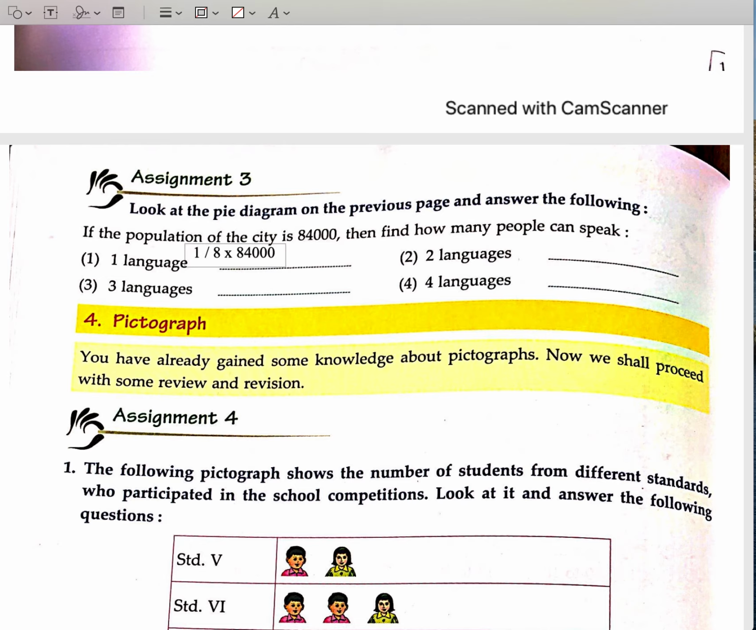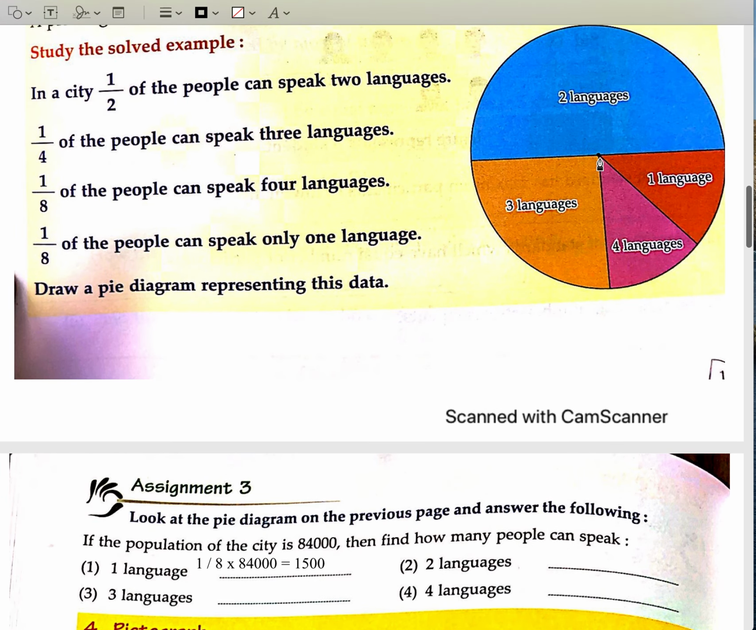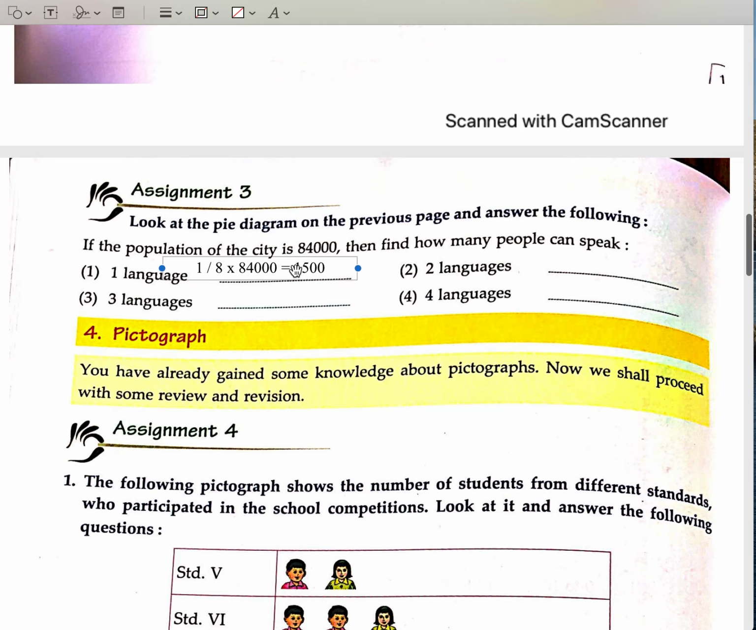So now it's basically 84000 divided by 8. So that is equal to 84 divided by 8, which gives 10500. Now 10500 people only speak 1 language. 4 languages is also the same thing.